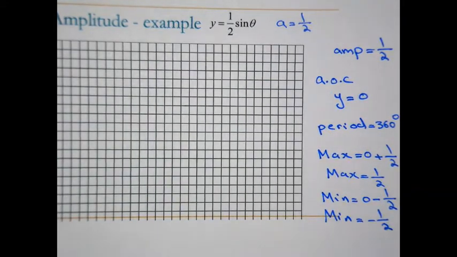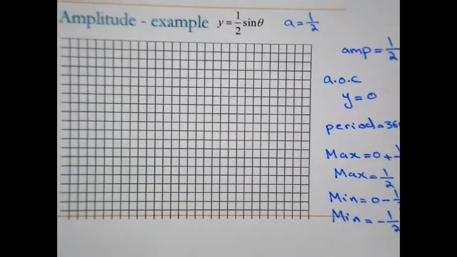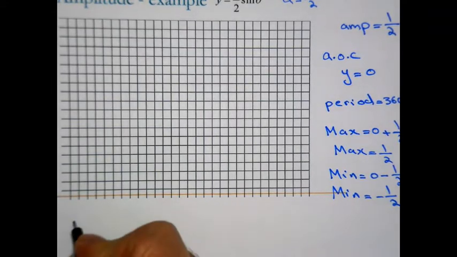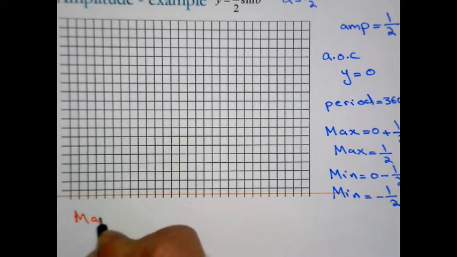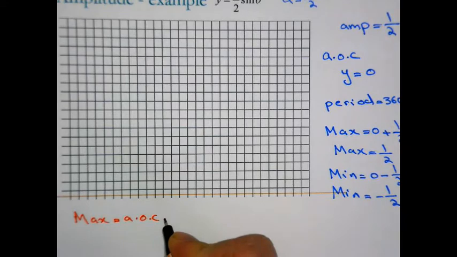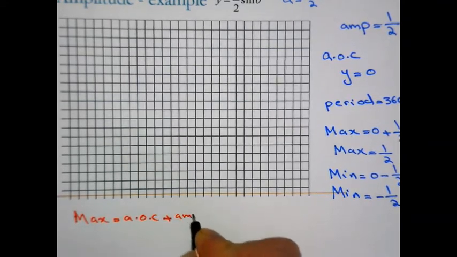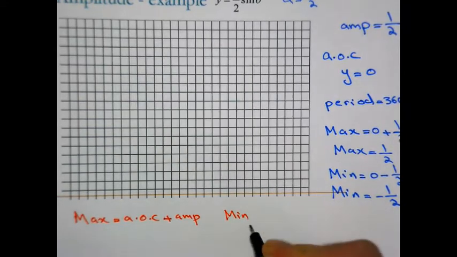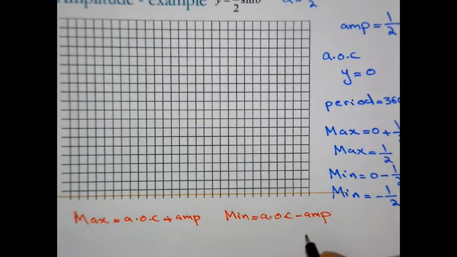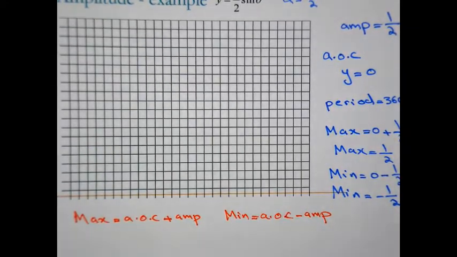Now if you find it useful, maybe you can add this to your formulas, that max is axis of curve plus amplitude, and min is wherever axis of curve is minus amplitude. Now we are ready to graph.